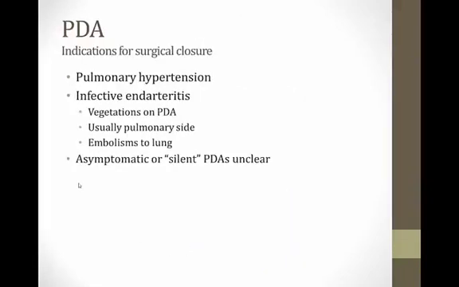Indications for closure when a PDA is detected are first pulmonary hypertension. If we find evidence of that, we know that the lungs are being overloaded and we want to close the shunt. There's also a peculiar problem with PDAs, which is they sometimes develop bacterial vegetations. This is called endarteritis. So usually on the pulmonary side, there will be evidence of vegetation, much like what's seen in endocarditis, and this can cause embolisms to the lungs. So if we see that, we will recommend closure of the PDA. For PDAs that are small and asymptomatic or silent, it's not really clear. I have seen a few patients like this, and usually if their exercise tolerance is fine and their heart is normal, these can be followed over time without any surgical intervention.